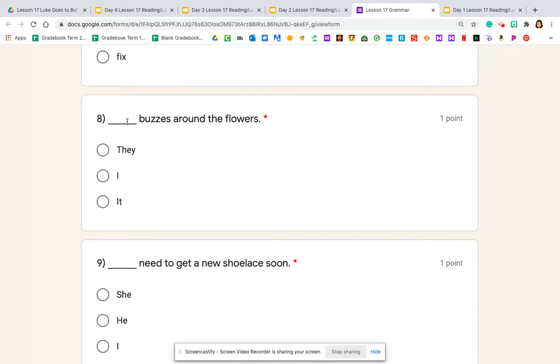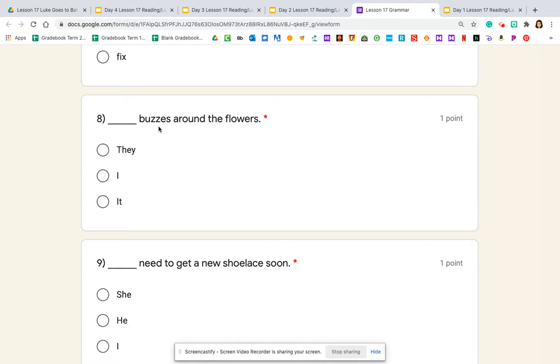Now this time you have to choose the correct subject. So blank buzzes around the flowers. Buzzes has an S at the end, so that means that our subject needs to be plural. They buzzes around the flowers. Well, they is more than one person or one thing or one animal. So they would not be correct because they buzzes.